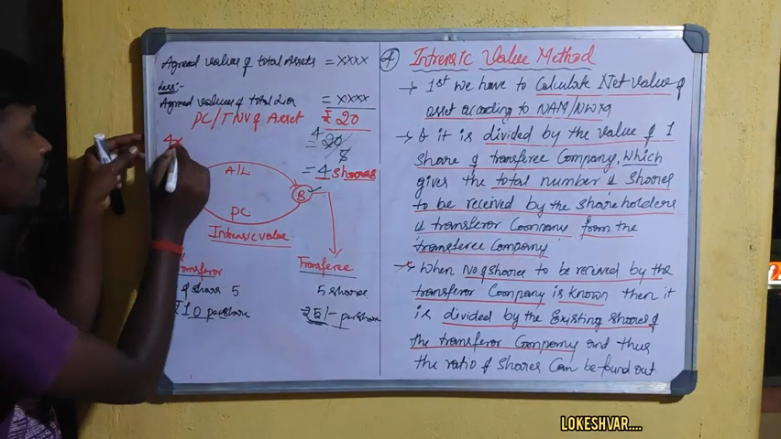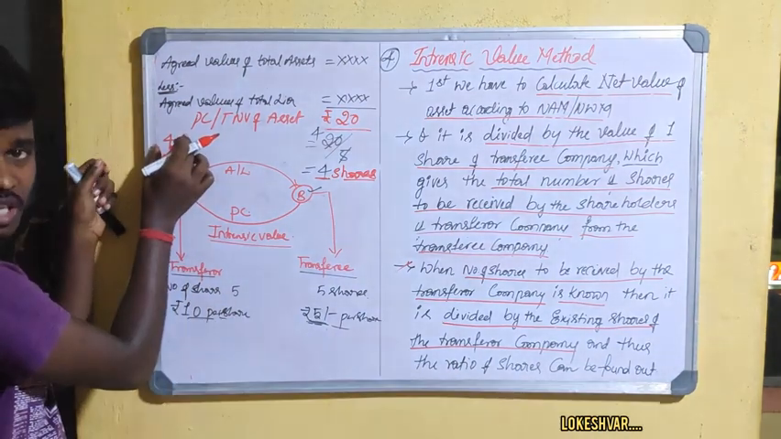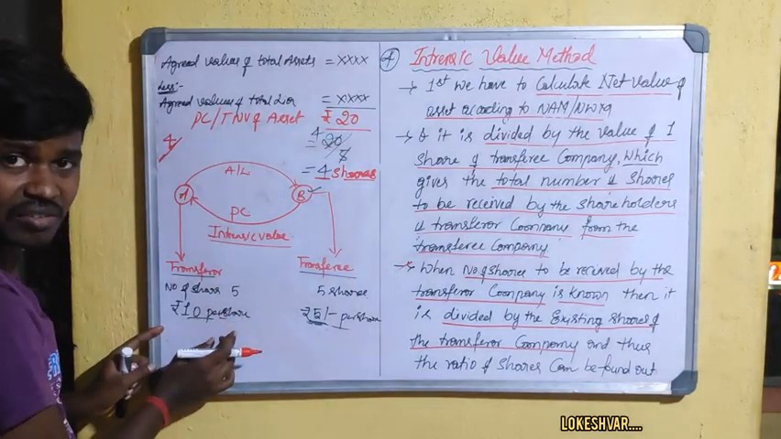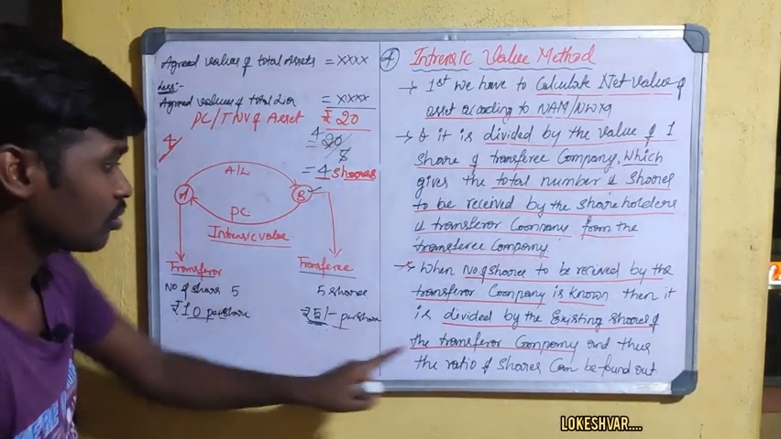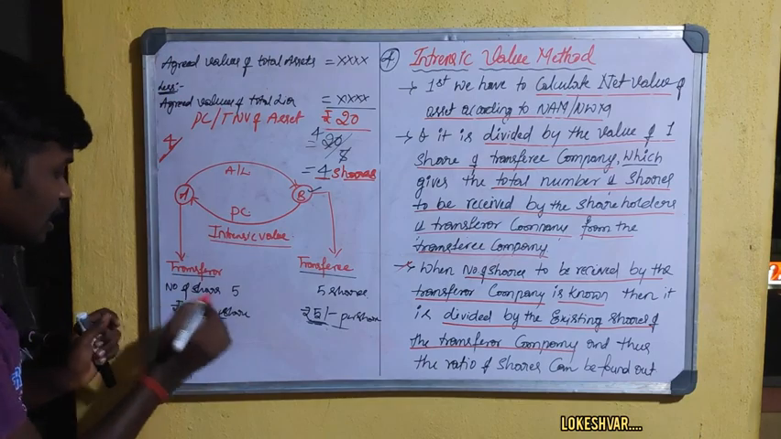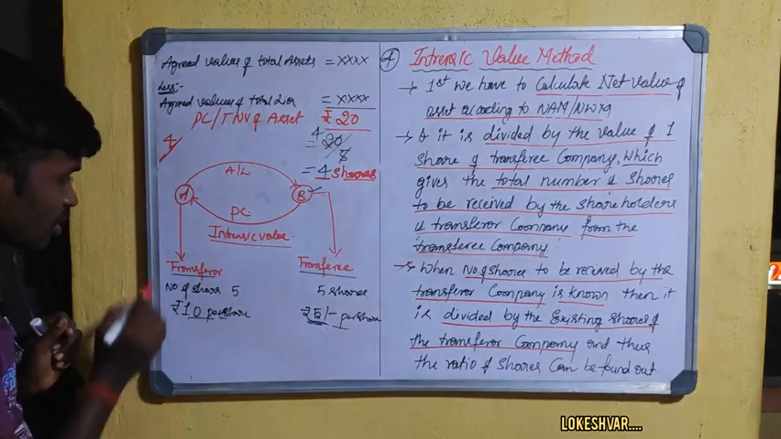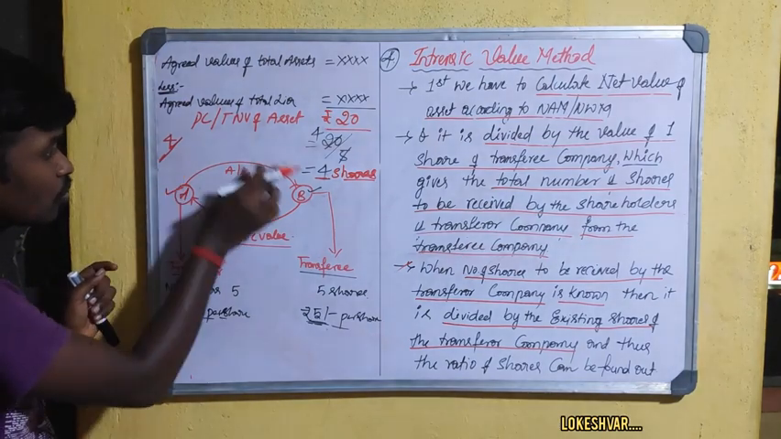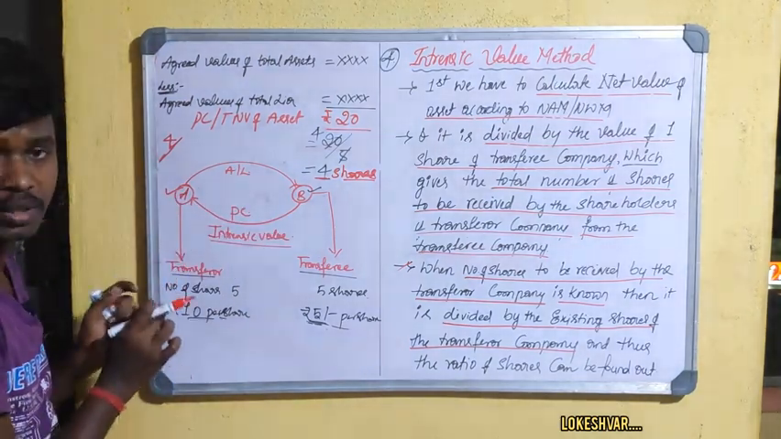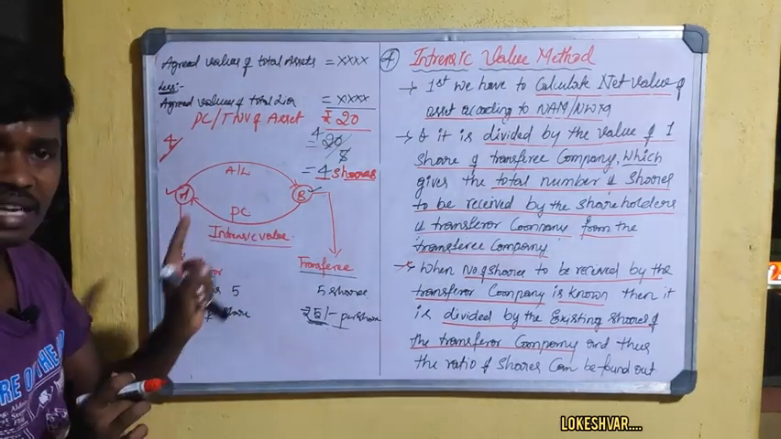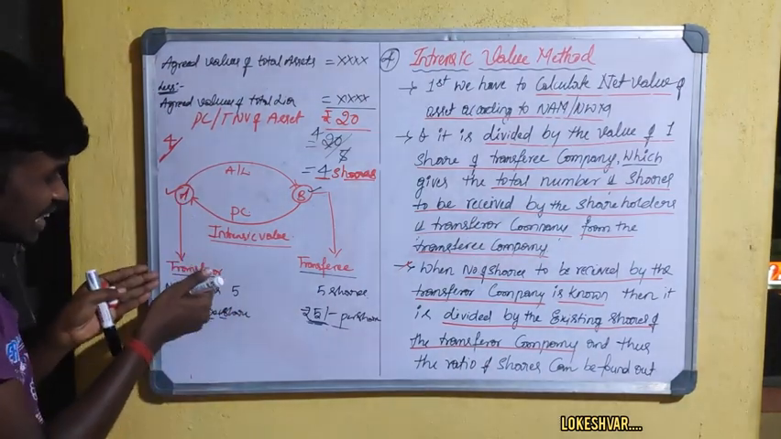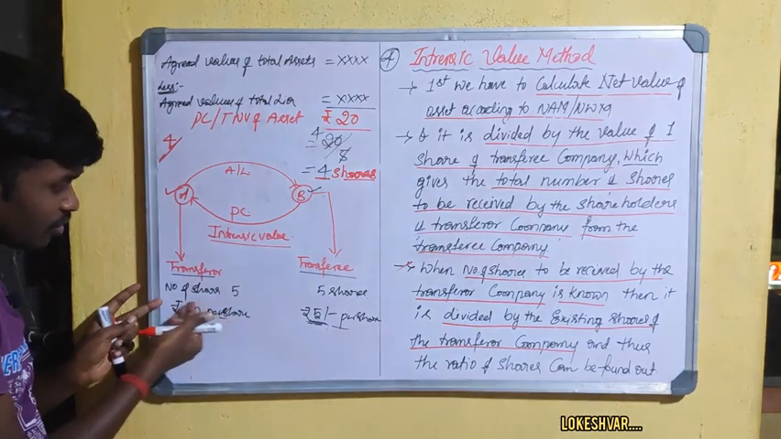So we have to divide this number of shares by the existing shares of the transferor company. What are the existing shares of the transferor company? Which is the transferor company? A is the transferor company, because it is going to transfer the assets and liabilities to the B company. Therefore B company is called the transferee company and A company is called the transferor company. In A company the existing shares are 5 shares.